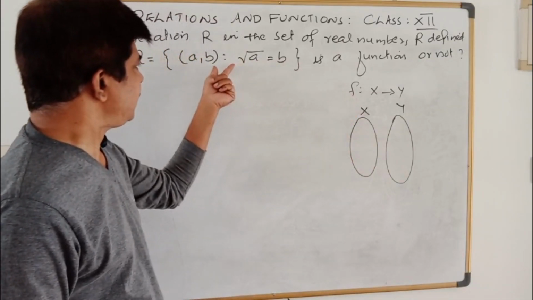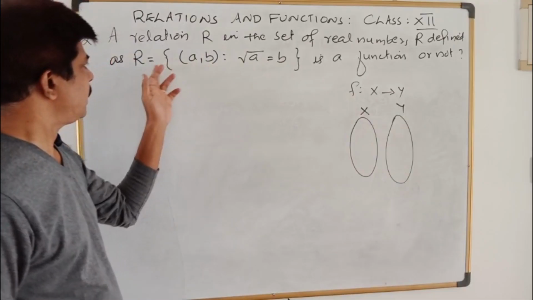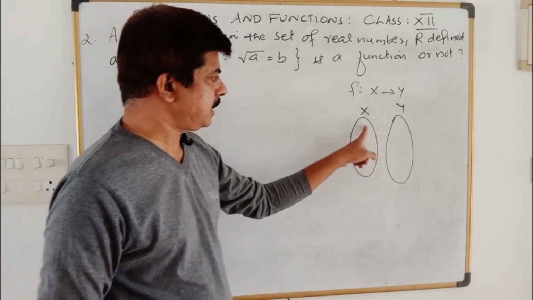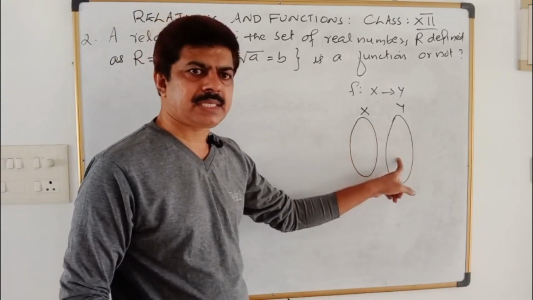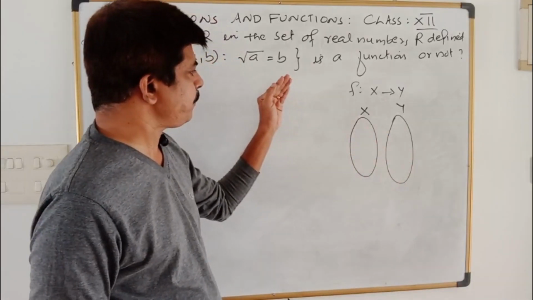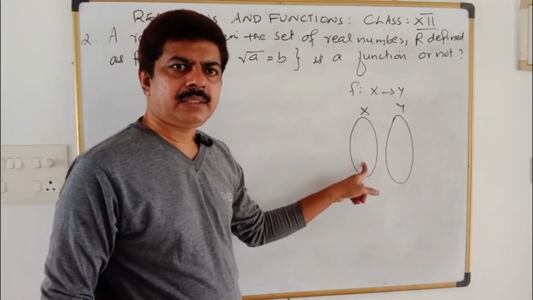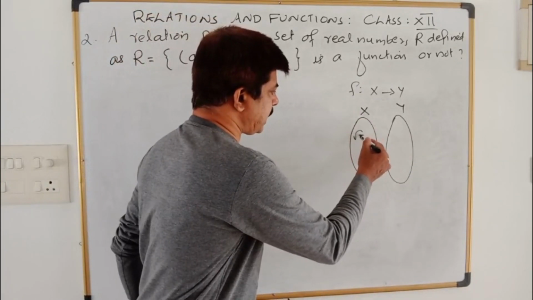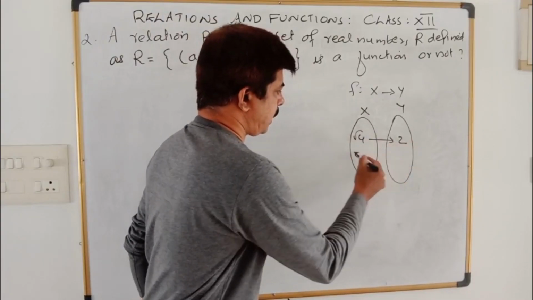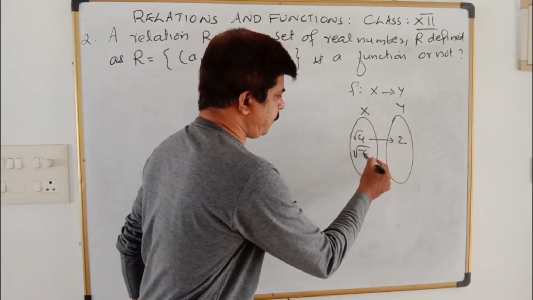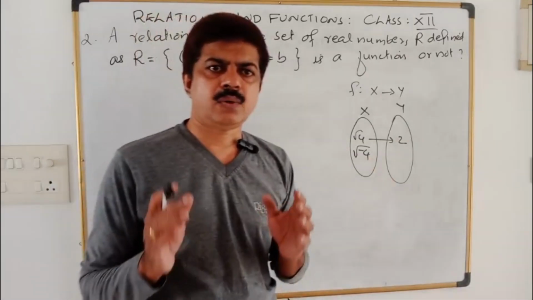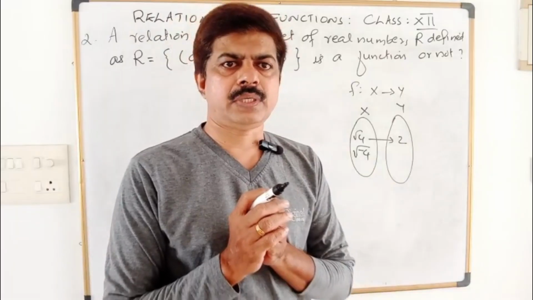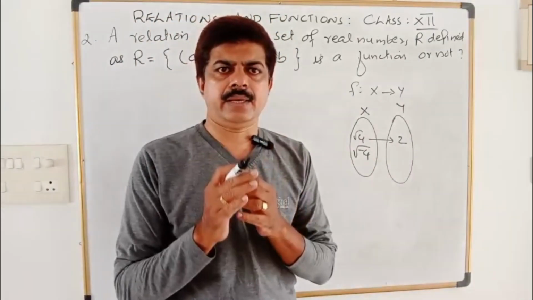So as per the question, the relation is root a is equal to b. All the elements denoted by a are in the first set, and all the elements in the second set are denoted by b. I think there are some elements in the domain for which it does not exist. Do you know what root 4 is? Root 4 you can say is 2. Can you say root of negative 4? The answer is that it is not a real number. I think root a does not exist for some a, not all.